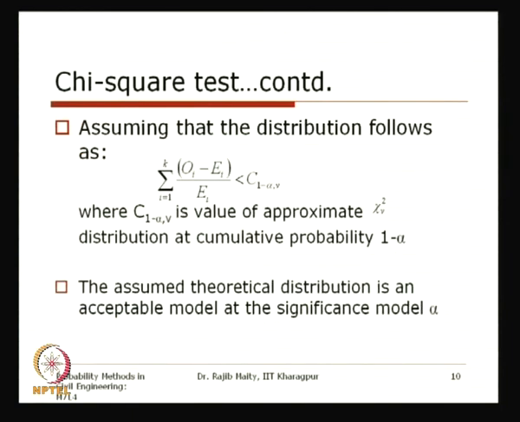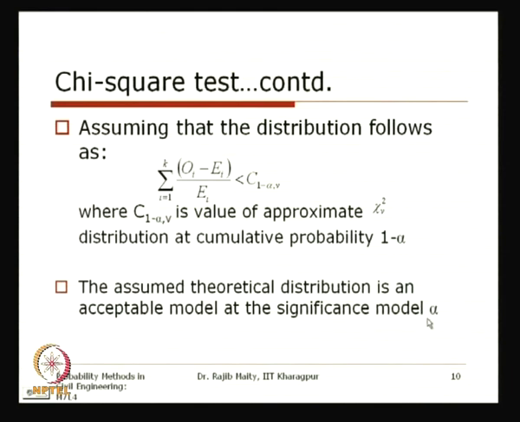Now, assuming that the distribution follows the hypothesized one, as you have seen earlier, this statistic is the observed minus hypothesized, squared, divided by EI, and their summation. If this is less than the value shown as C1 minus alpha, nu, where nu, as already explained, is the degrees of freedom, then this C1 minus alpha, nu is the value of the chi-square distribution with nu degrees of freedom at the cumulative probability 1 minus alpha. Here alpha is the significance level we are talking about. The assumed theoretical distribution is then an acceptable model at the significance level alpha.